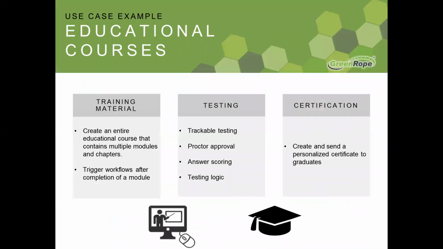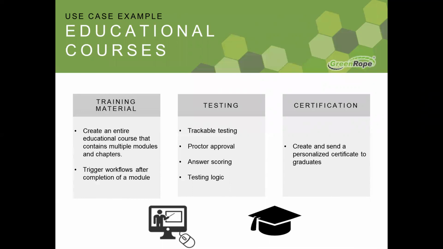So, use case example: educational courses. This is what I use it for, a certification program with GreenRope, which I'll also introduce you to at the end. With the training material, you can create an entire educational course that contains multiple modules and chapters. You can also trigger workflows after completion of a module and also after completing a test. So you can trigger modules based on specific test answers. And you can do that whenever creating a survey unrelated to the LMS as well. So we'll get into that also.